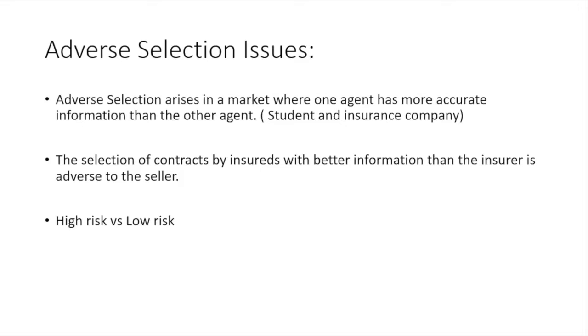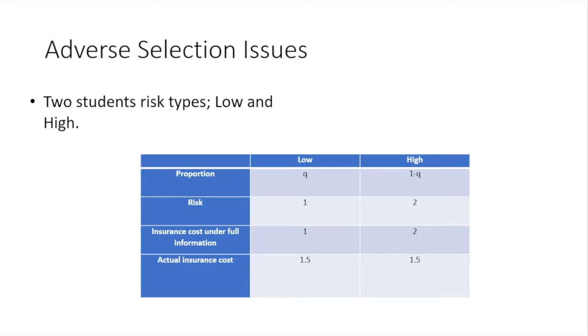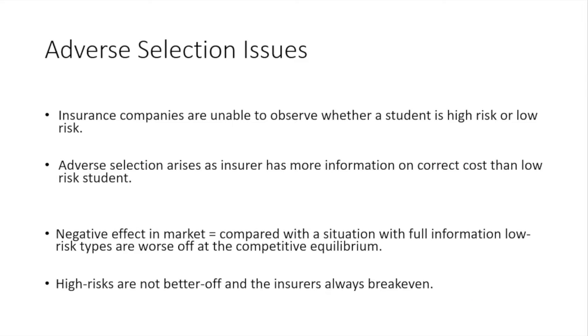Adverse selection in this market is the selection of contracts by the insured, who have better information than the insurer, which is adverse to the seller. From this table, because of asymmetric information and adverse selection, the actual insurance cost for high and low risk is different to when under full information. This results in the low risk being worse off, as insurers need to break even.